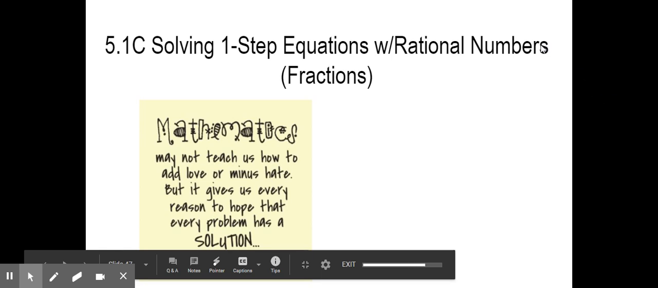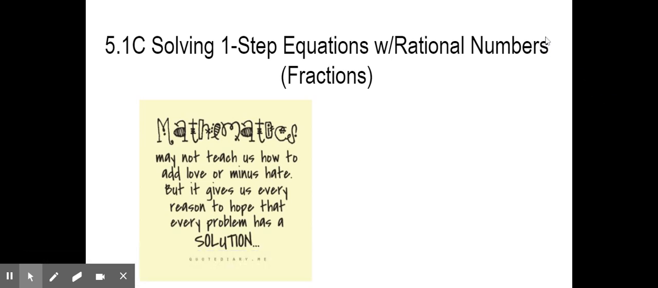Today we will be learning how to solve one-step equations with fractions. You will need your notes open to Lesson 5.1c. You will also need a pencil or a pen, and you will need a calculator. If you have all of these materials, you are ready for today's lesson.